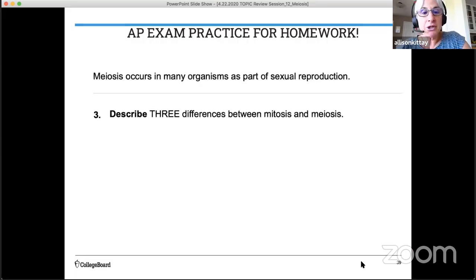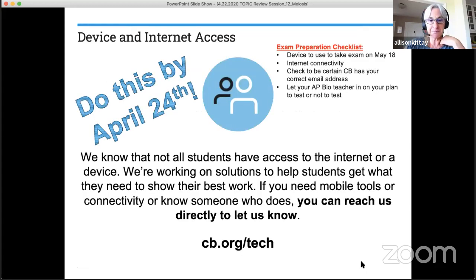All right, so here's your homework, and this will be debriefed tomorrow as your warm-up, and tomorrow you'll be with Miss Pfizer. She's going to be talking about Mendelian genetics. So that will kind of solidify some of these events of meiosis for you. Meiosis occurs in many organisms as part of sexual reproduction. Describe 3 differences between mitosis and meiosis. And remember, if you need to, you can go back and look at that review slide.